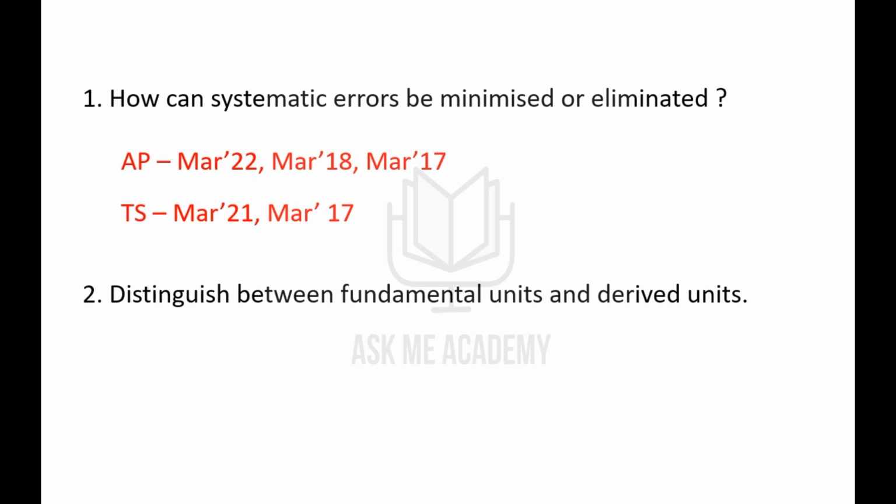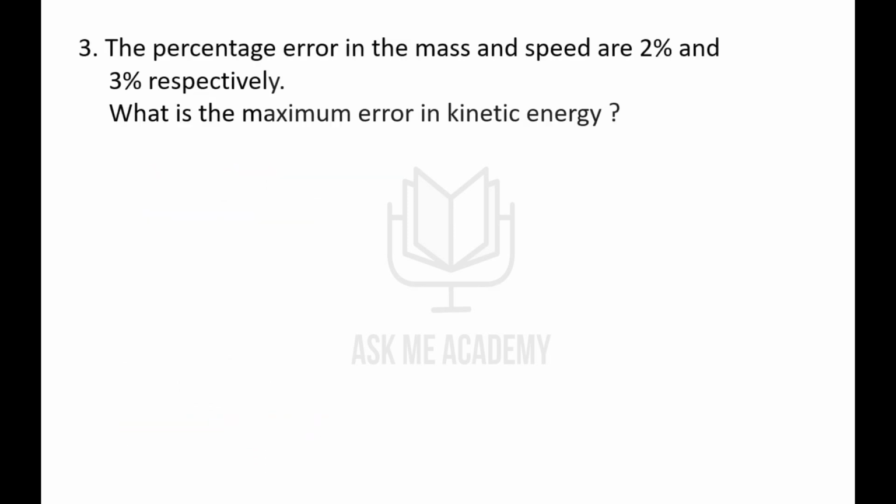And the second question is, distinguish between fundamental units and derived units. It was asked once in AP and 2 times in Telangana. And the third question is, the percentage errors in the mass and speed are 2% and 3% respectively. What is the maximum error in kinetic energy? This was asked 2 times in AP and 1 time in Telangana.